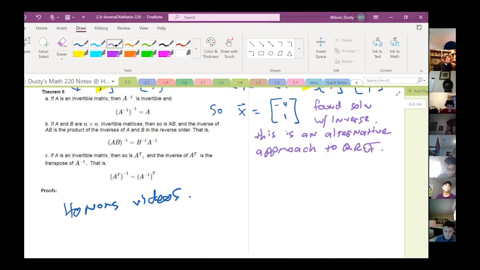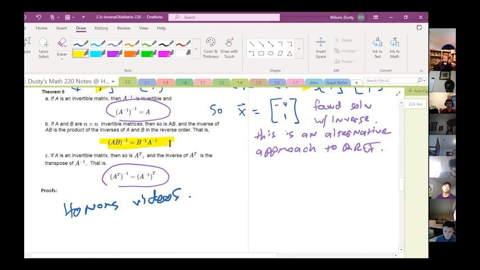Here's what the three little parts say. The first one basically says if you inverse an inverse, you get back where you started. Should be obvious. The third one says that the inverse of a transpose is the transpose of the inverse. We're not going to really play with transposes for a couple more chapters, so by the time we need this, we'll have forgotten it and we'll come back to it. So I'm not too worried about that one. But this middle one is the important one, and we will be spending a fair amount of time using this concept later on.